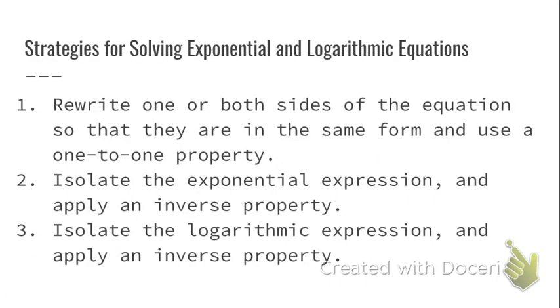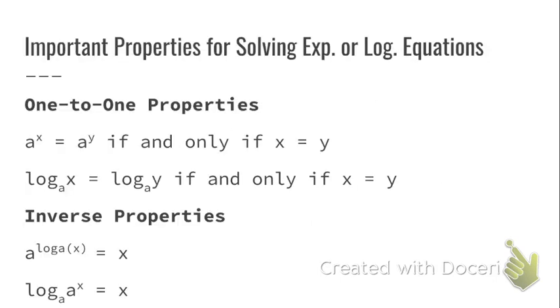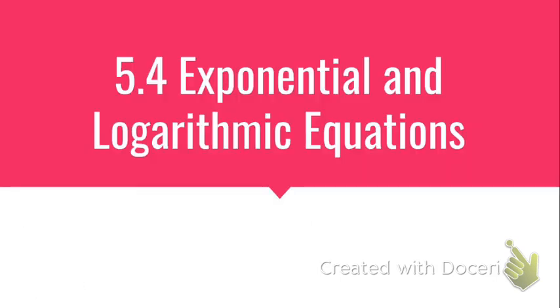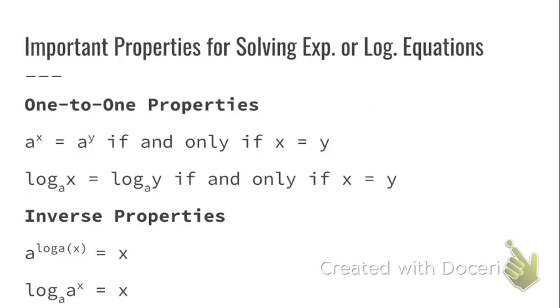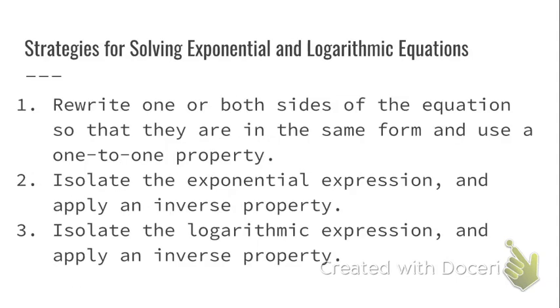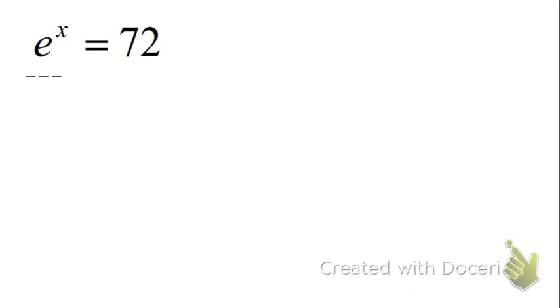So we're either going to rewrite one or both sides of the equation so that they're in the same form, and then use the one-to-one properties that we saw at the top of this page. Or, for exponential equations, we're going to isolate the exponential expression and then apply an inverse property. So remember, those were towards the bottom. Or we're going to isolate the logarithmic expression and apply an inverse property. So here's our first one. We're going to start off easy.